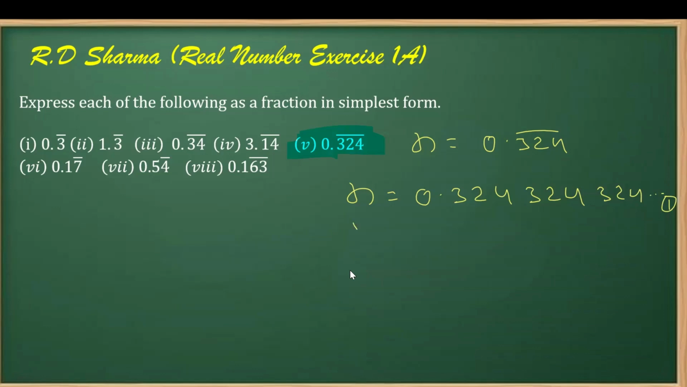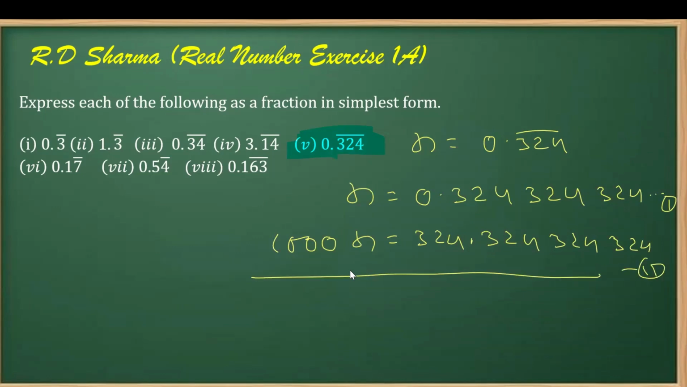Now check, how many digits are repeating here? There are 3 digits in the repeating block, right? So here we'll be multiplying with 1000. On multiplying with 1000, 1000x is equal to 324 point, as you know that on multiplying with 1000, the decimal place will shift 3 places. And marking it as equation 2.